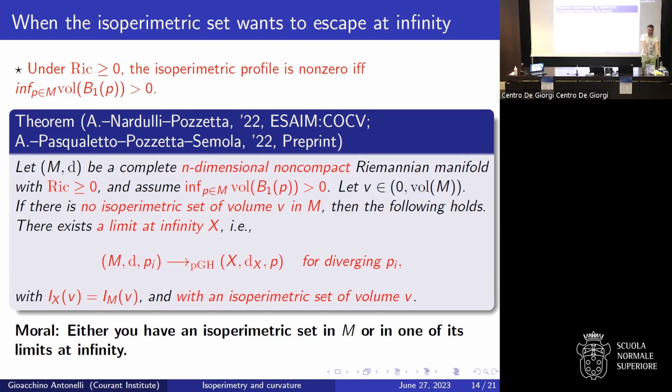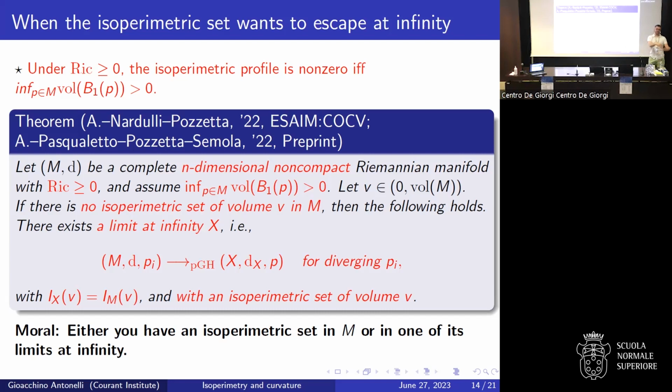Either you have an isoperimetric set on your manifold, or you get it in a limit at infinity. If there is no isoperimetric set of volume V in our manifold, then you get a diverging sequence of points and a pointed Gromov-Hausdorff limit such that you do have an isoperimetric set there of volume V, and the isoperimetric profiles of the two spaces coincide at V. So now we have a space where we have an isoperimetric set.